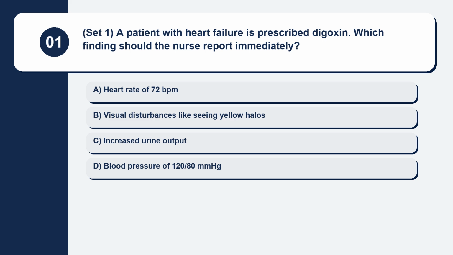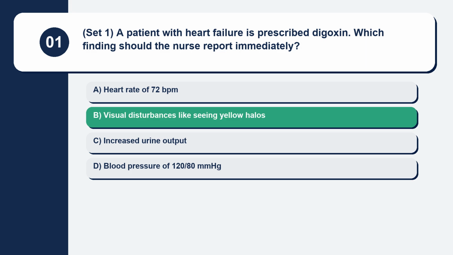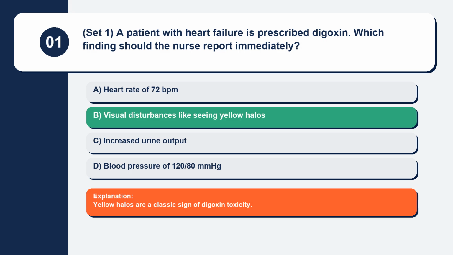Question 1. Set 1. A patient with heart failure is prescribed digoxin. Which finding should the nurse report immediately? Heart rate of 72 bpm, visual disturbances like seeing yellow halos, increased urine output, blood pressure of 120/80 mmHg. Yellow halos are a classic sign of digoxin toxicity.